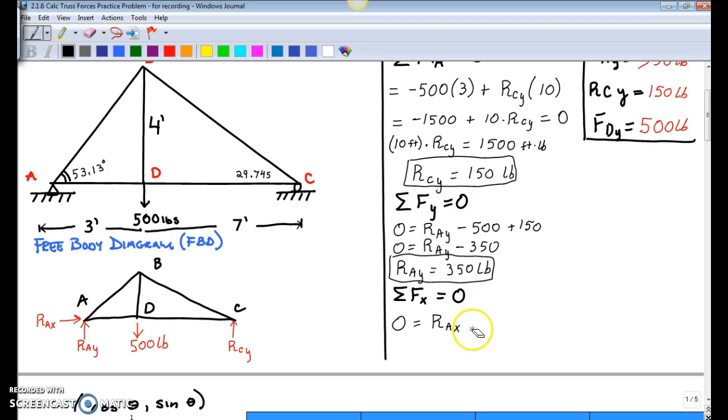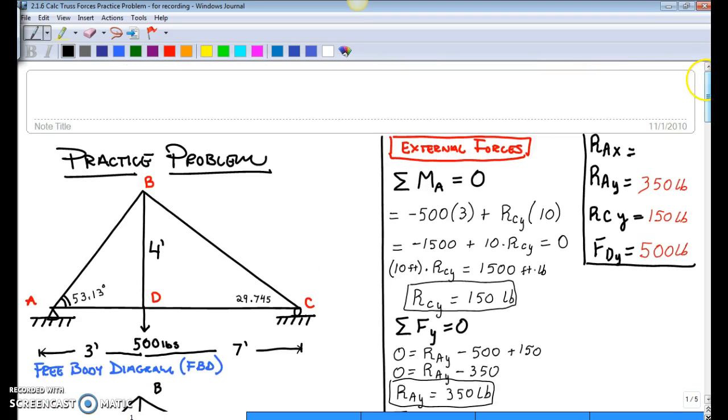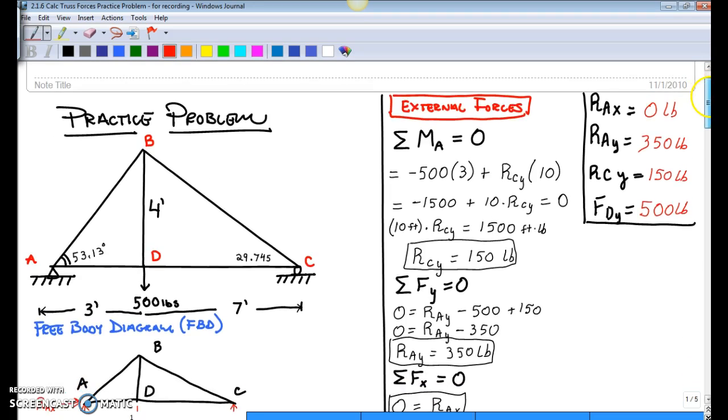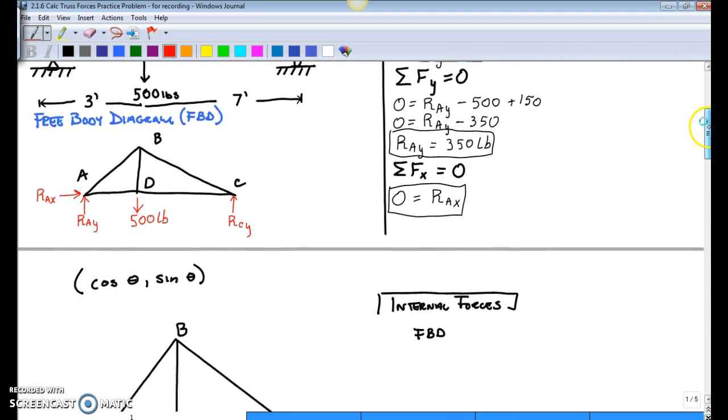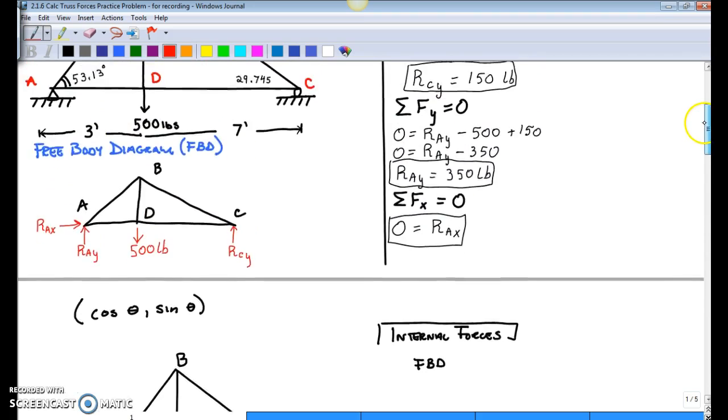So I'm going to remove my plus sign and just say that the reaction force of A in the x direction is 0. The force, 500 pounds, has no x component whatsoever. So our reaction force is also going to be 0. So reaction force A of x direction is 0 pounds. We've solved all external forces. We are ready to move on and calculate our internal forces. We'll do that on the next video.